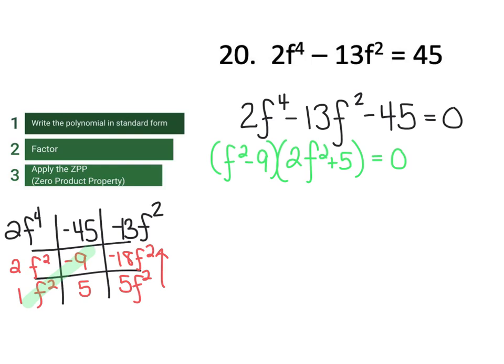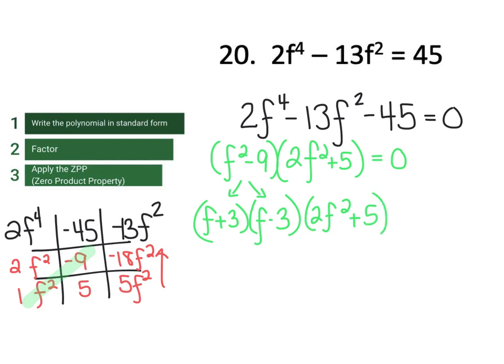I'm going to see if I can factor any of these further. And this first one, again, is my favorite pattern. It's a dots pattern. It's going to factor into f plus 3 times f minus 3. The second one is quadratic. I don't believe that factors any further. There's no GCF, and it's not the dots pattern, so I'm out of factoring tools.